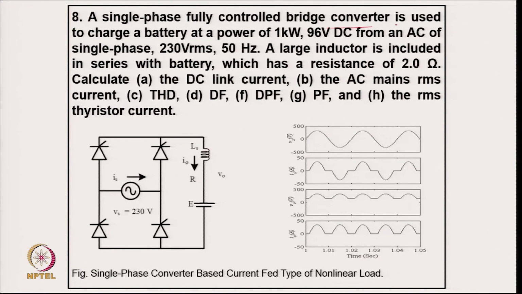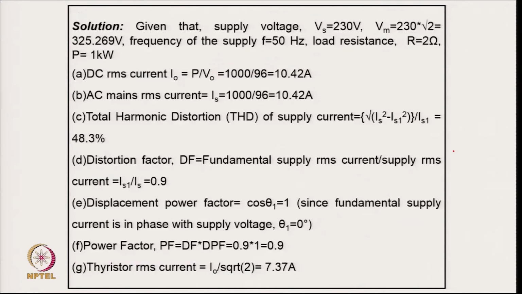So, coming to a single phase fully controlled bridge converter used to charge a battery of 1 kilowatt 96 volt from single phase AC mains. A large inductor is included with the battery with a 2 ohm resistance, and calculate the DC link current, AC mains RMS current, TAD, distortion factor, displacement factor, power factor, and RMS current. So, these are typical because the thyristor will conduct only when the supply voltage is more than your battery voltage. So, this is the type of current you are drawing.